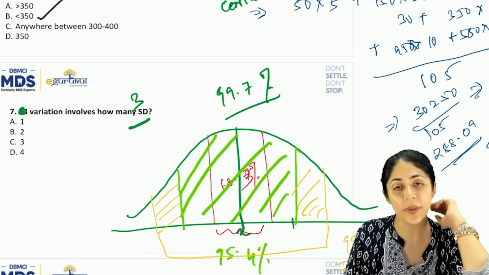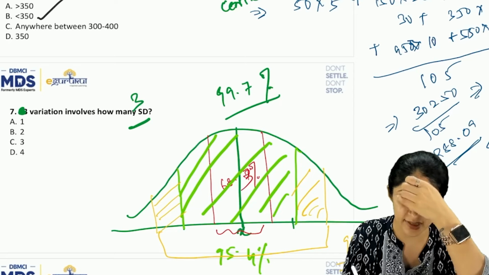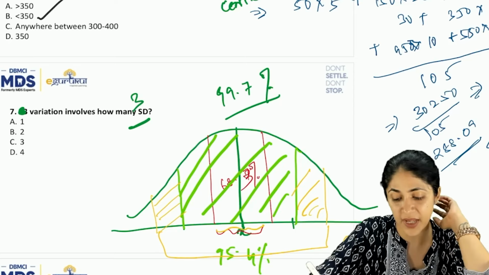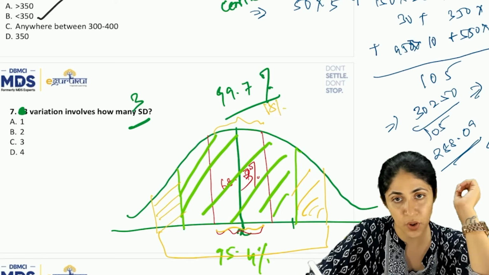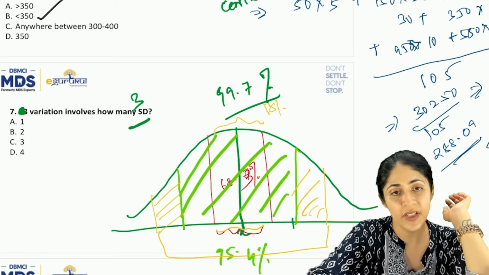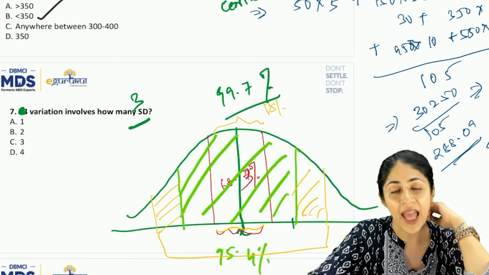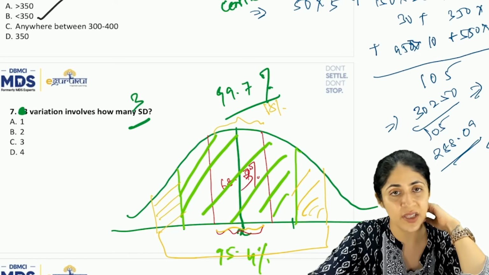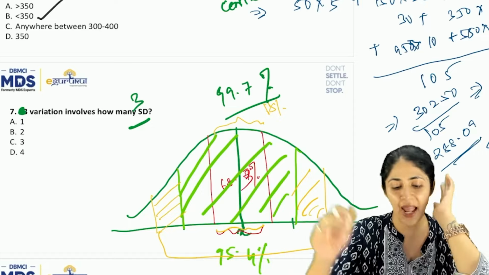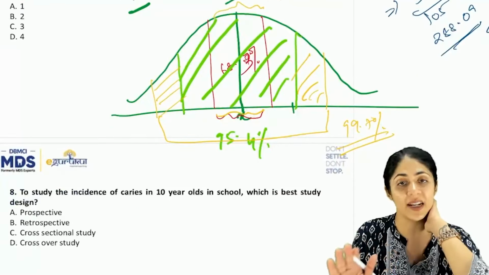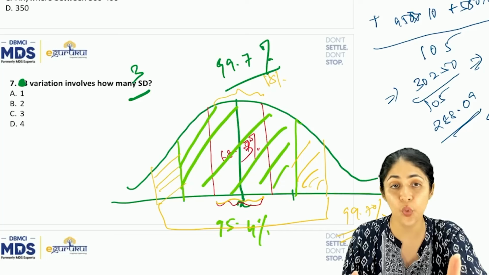So basically the area between one standard deviation on either side, mean plus minus 1 standard deviation, will be 68% approximately. The area between two standard deviations on either side will be 95%, and the area between 3 standard deviations will include 99.7%. And what about the standard normal curve? There are many normal curves, but there is only one standard normal curve.